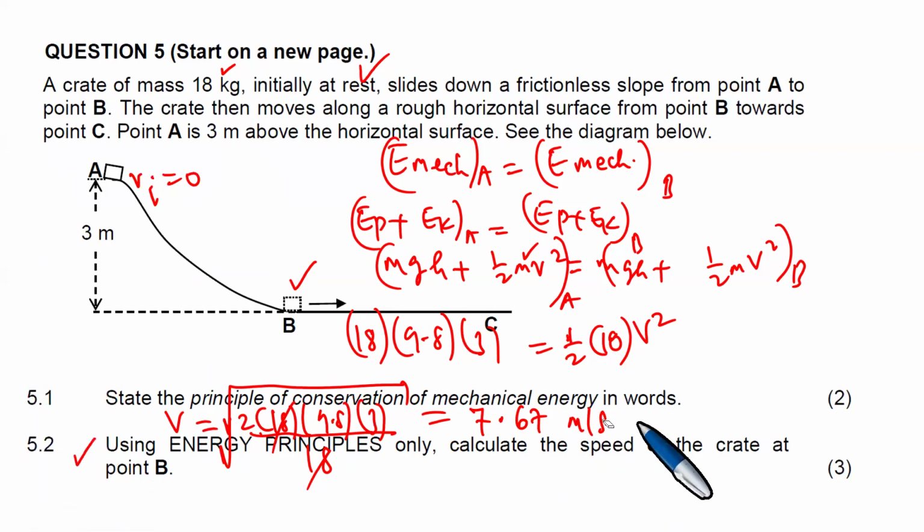So yeah, now we got it right. Well done there. Very well done. You got that one right. So yeah, 7.67 is correct. Next question.